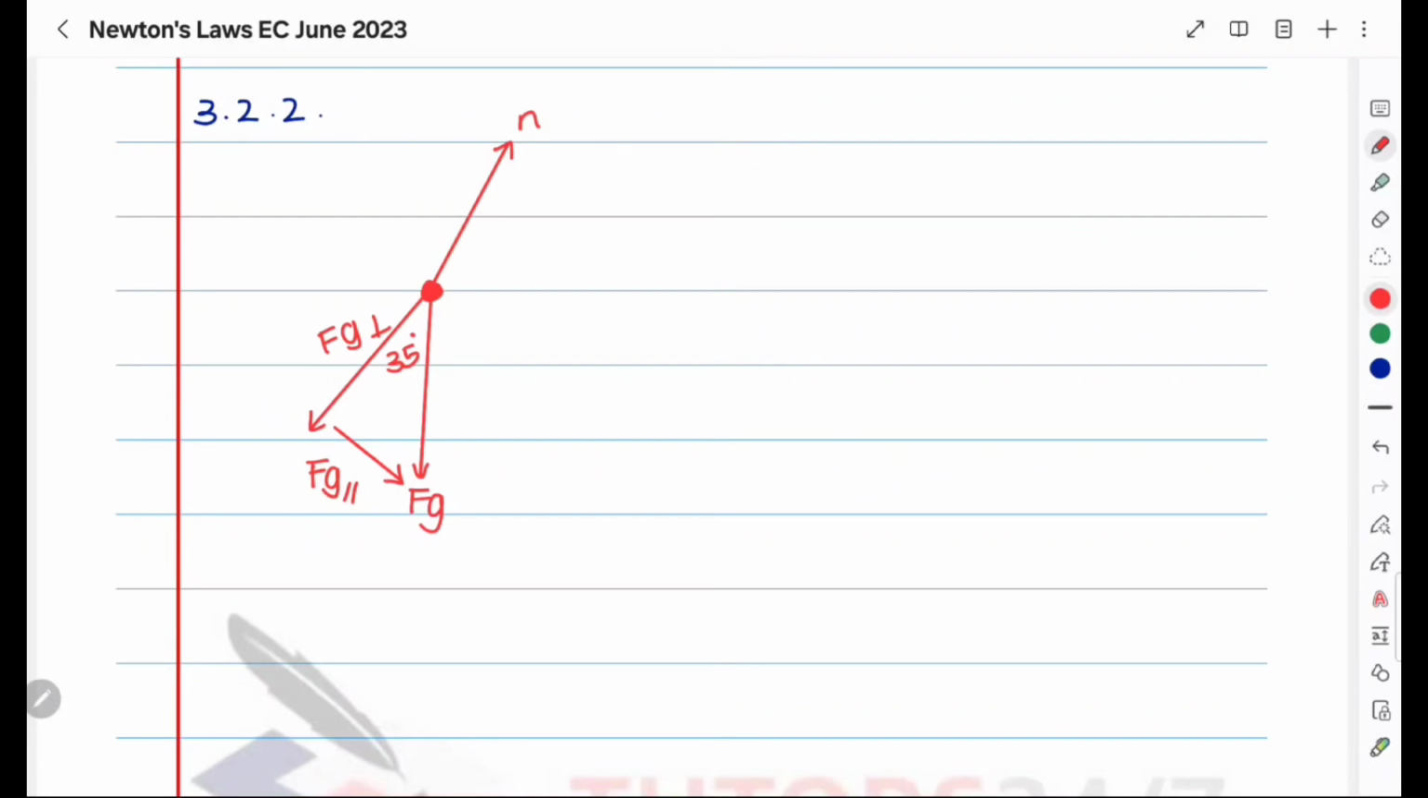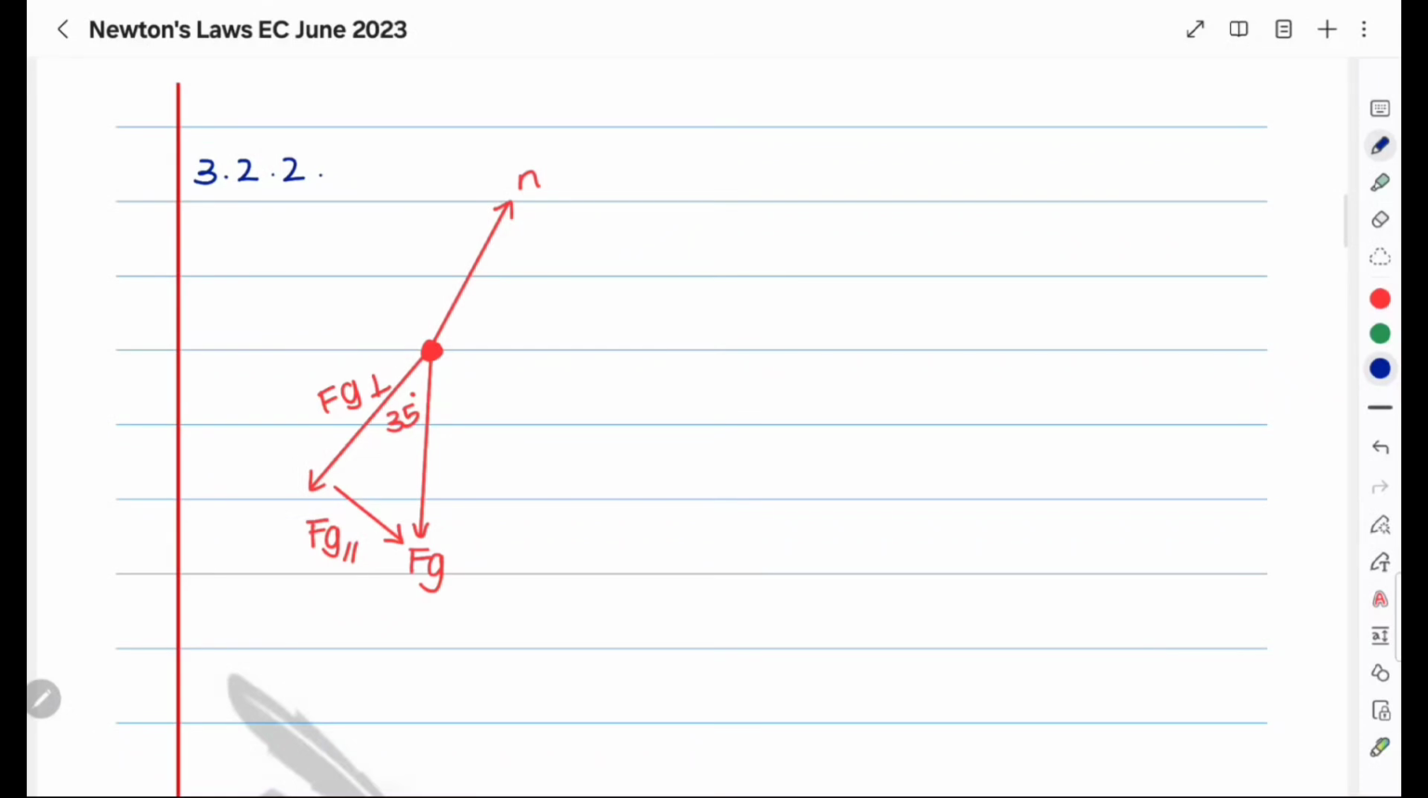Now, if we want to calculate normal force, remember what we mentioned earlier. All the forces going up is equal to all the forces going down. So we have normal force going up, and that is equal to the forces going down, which is Fg perpendicular. So we know that in order to calculate normal force, we will need to calculate Fg perpendicular.